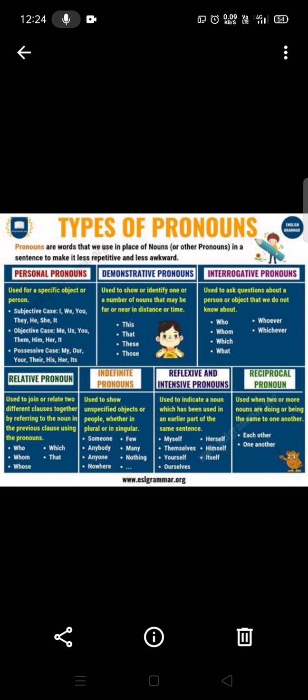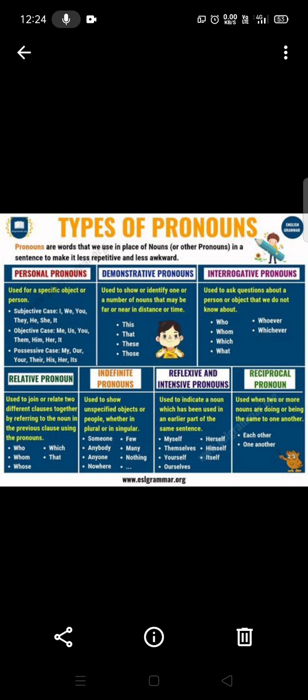So that is a pronoun. Friends, we have different types of pronouns in the English language. We begin with the first, personal pronoun. Personal pronouns are those words which replace a particular person or thing. For example, we have pronouns like he, she, you, I, we.